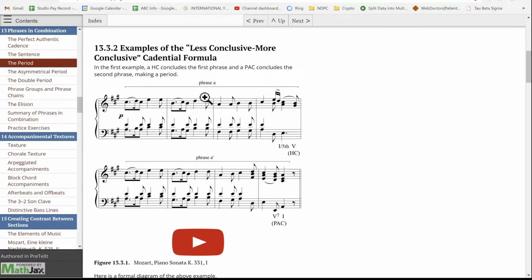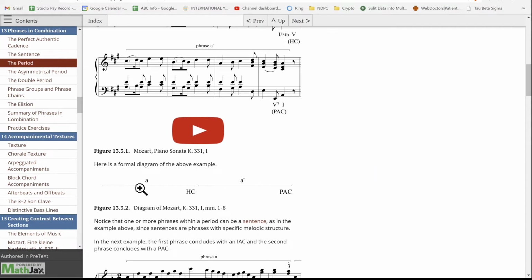So if we take a look at this Mozart example again, okay? So the first phrase goes like this. Half cadence, you can hear that. Second phrase starts exactly the same, so it's going to be phrase A prime. And then perfect authentic cadence, right? So we would call this a parallel period, okay? And you could, of course, diagram it. This is how you diagram it, right?